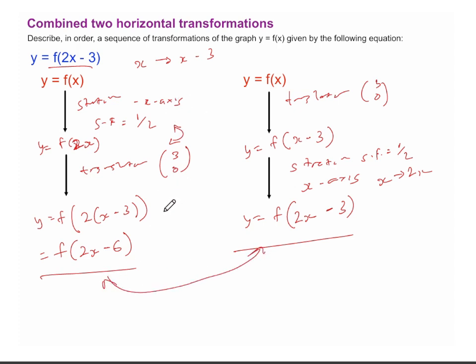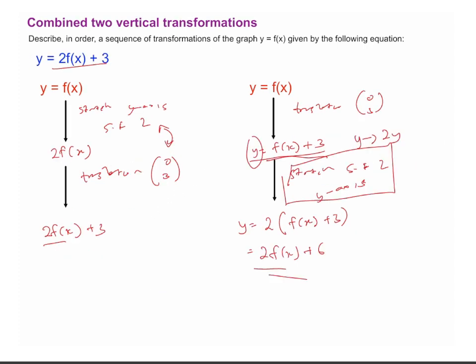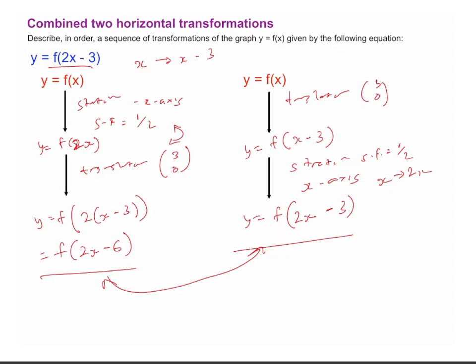Why does order matter in this case? Because both are horizontal transformations, right? But if you noticed, in the previous one that we saw, the correct way of doing it was to apply the stretch and then apply the translation. While the second one, which is horizontal, we had to apply the translation first and then apply the stretch.